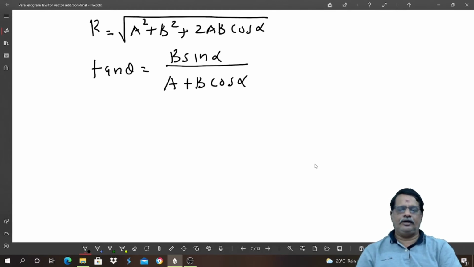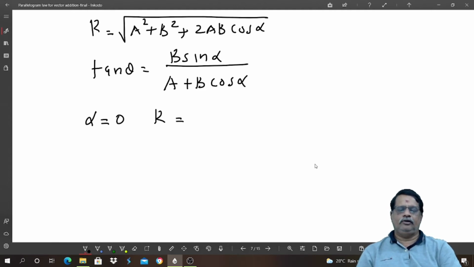So we have both the magnitude and the direction of the resultant. The magnitude is the root of A square plus B square plus 2AB cos alpha, and the angle made by the resultant is given by tan theta equal to B sin alpha by A plus B cos alpha. Now let us look at some special cases. Suppose alpha equal to 0, then what is the resultant?